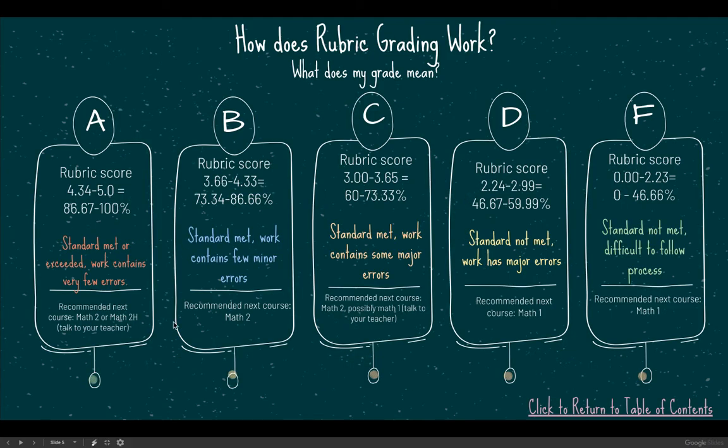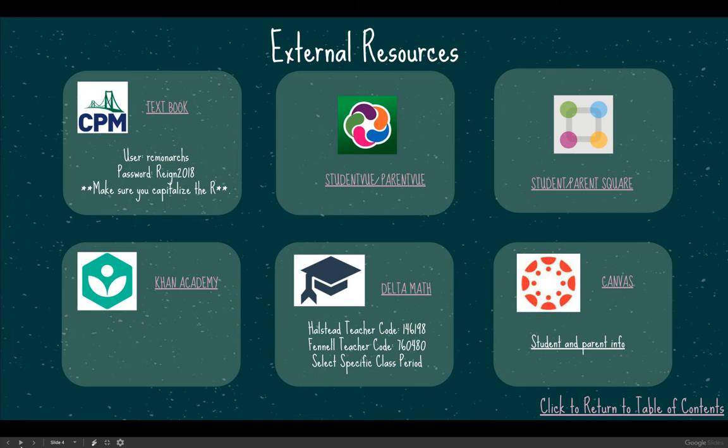Okay, so I don't know what happened to our courses. Our course resources include a book. This is how you would access the book. The link is in the little bubble. I only use Student View to submit your quarter grades, your progress grade and your final grade. And then I also use Parent Square to communicate with mostly your parents. Khan Academy, Delta Math, and Canvas is where you'll find your work.